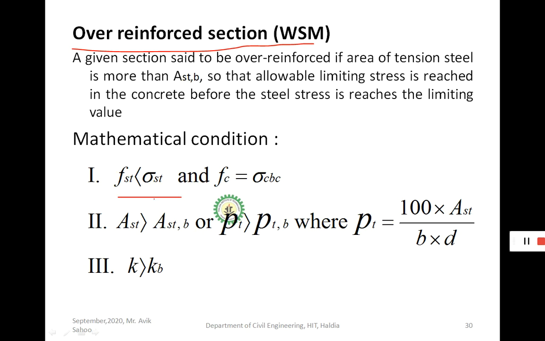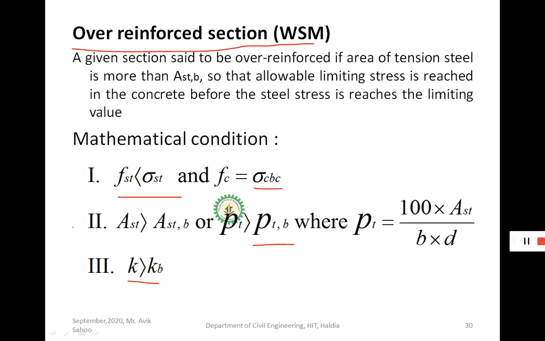Stress of steel less than permissible stress of steel, and maximum compressive force equal to sigma CBC. Amount of steel greater than amount of steel used in balanced section, and PT also greater than PTB, and K greater than KB. So we only check the one condition and the other conditions are automatically satisfied.